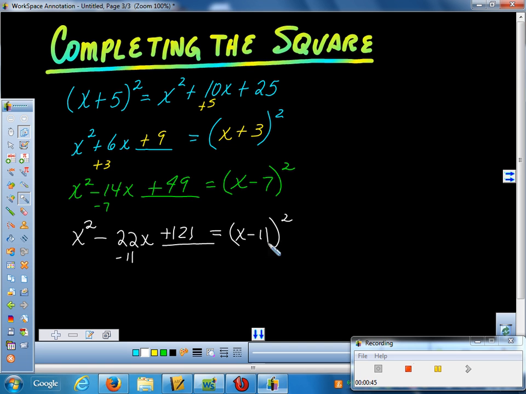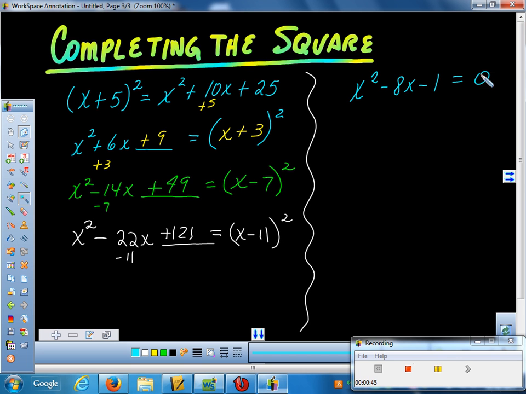X minus 11. Okay. That's the process you have to be able to do, what's called completing the square. So now let me show you how you actually solve a problem with that crazy thing. It's actually pretty cool that this works. Okay. I am going to give you x squared minus 8x minus 1 equals 0. I'm going to say solve that by completing the square.